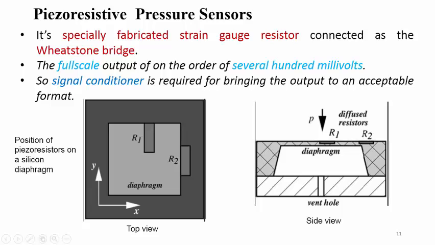In the second figure we can see the side view of this particular sensor, where the silicon diaphragm is working depending on the pressure P applied from the top, and the diffused resistances R1 and R2. So depending on the movement of the diaphragm, the variations in the resistance are responsible for producing the differential output.